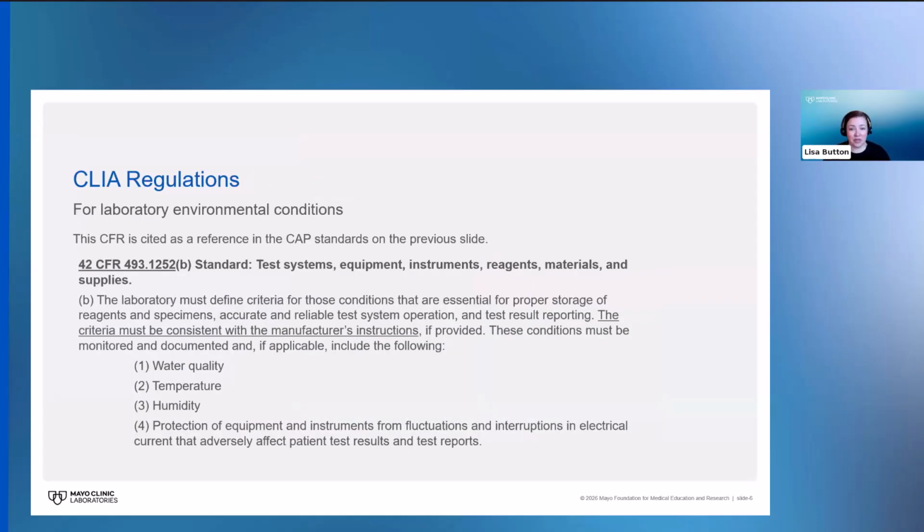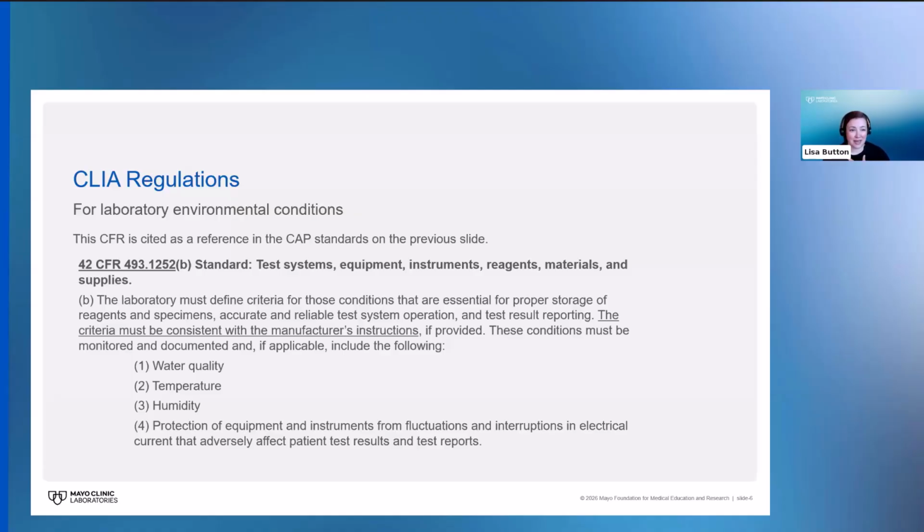To refresh your memory a bit, there are CLIA regulations for laboratory environmental conditions. So the CFR, or Code of Federal Regulations, that's listed below, is cited in the CAP references that we just saw on the previous slide. So 42 CFR 493.1252(b) states that the laboratory must define criteria for those conditions that are essential for proper storage of reagents and specimens, accurate and reliable test system operation, and test result reporting. The criteria must be consistent with the manufacturer's instructions.